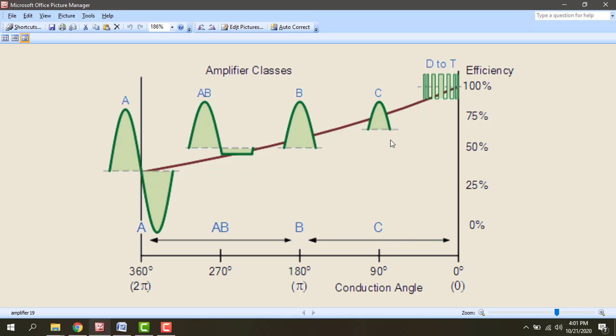Then class D to class T are called digital amplifiers. They operate under pulse width modulation. So we won't bother about class D and T. We are going to see about class A, class B and class AB amplifiers in this experiment.